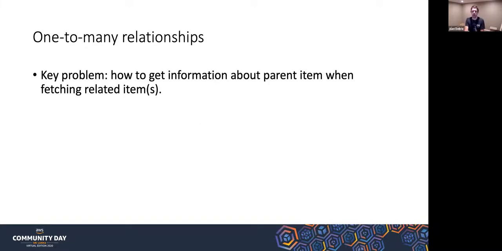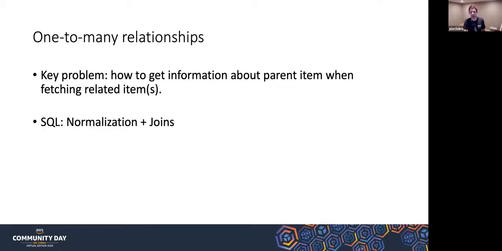When you're working with a one-to-many relationship, the key problem you're sort of thinking about how to model is how you get information about that parent item when you're fetching related items, right? So if I'm fetching a user within an organization, I might also want some information about that organization, the organization name, their subscription level, different things like that. Or if I'm fetching information about a customer's order, right? How am I going to get information about that customer, their shipping address, their payment method, different things like that. So that's the big key problem that you're usually working with a one-to-many relationship.